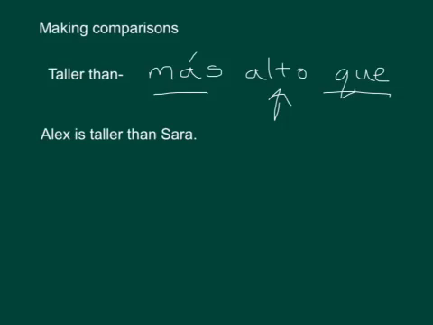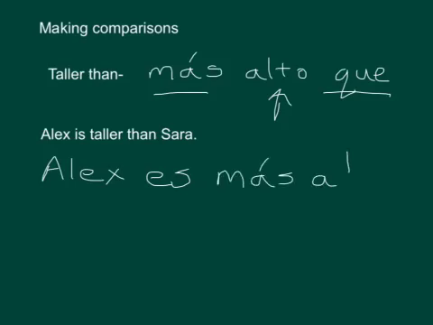So to say that Alex is taller than Sarah, I just write Alex es, which is a form of ser, because this is a characteristic describing Alex. Alex es más alto que Sarah.